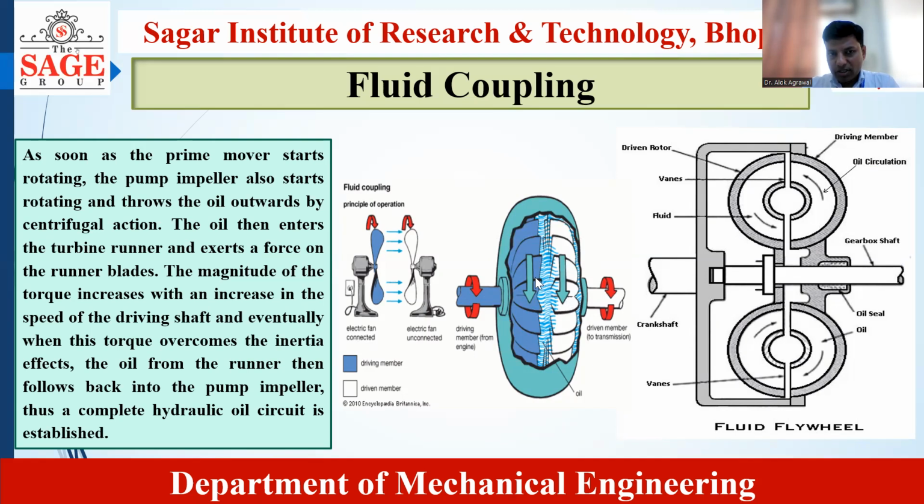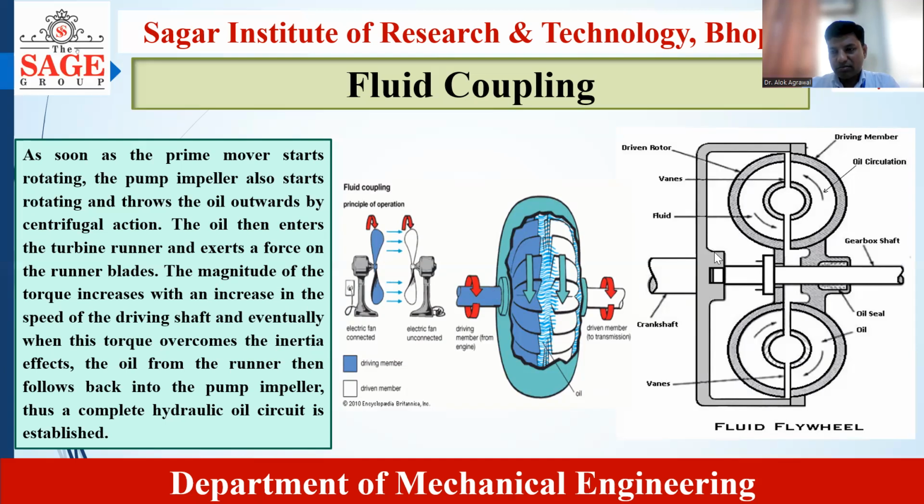The magnitude of torque increases with an increase in the speed of the driving shaft. When the speed of the driving member is slow, the driven member, that is the turbine shaft, will not start rotating. But once it gains a certain speed or RPM, the fluid will strike with such force that the turbine blades also start rotating. After striking the turbine blade, the fluid flows back to the pump impeller side from the center, and in this way the circuit is completed.